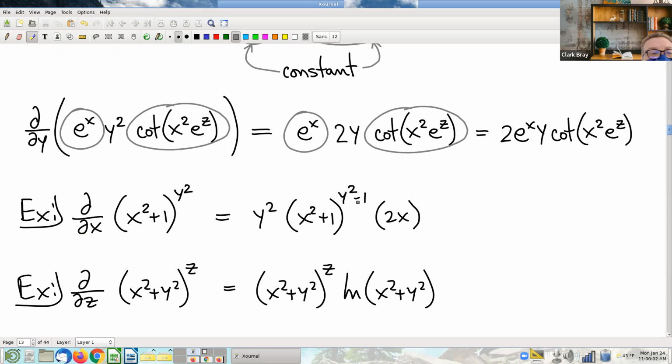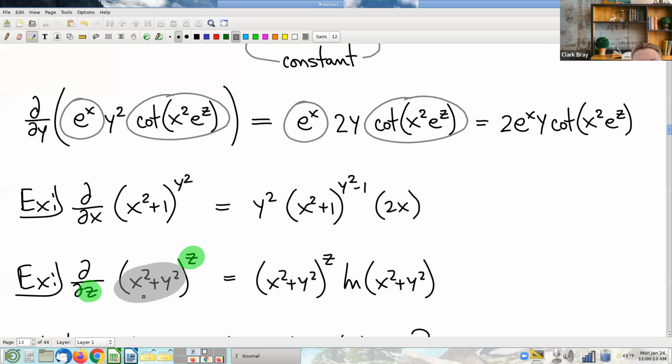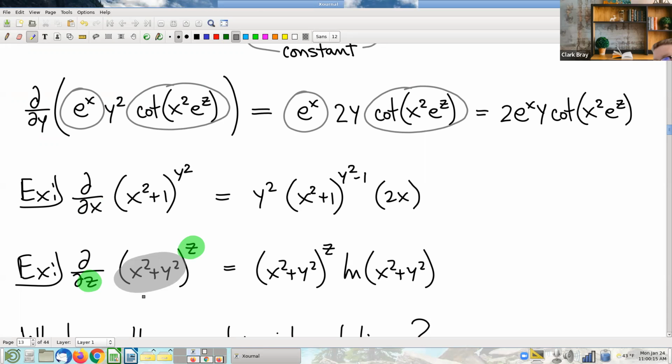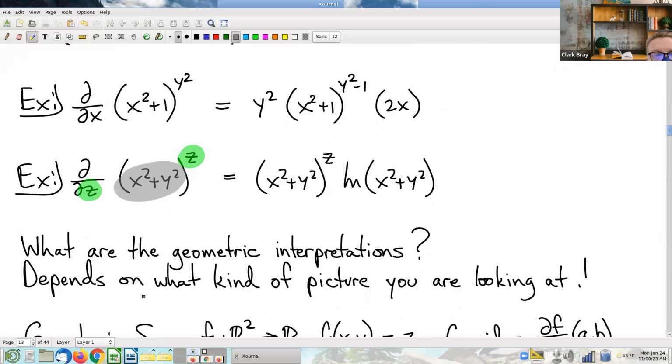Same deal with this next example. Where now here I'm taking the partial with respect to z. That means that's the only variable involved, and that means that all of this is constant. So even though this looks like a much more complicated thing, this is k to the power of z, morally. And so you just take the derivative in the usual way, and this, of course, is what you get. Everybody remember that old rule from single variable? Okay.